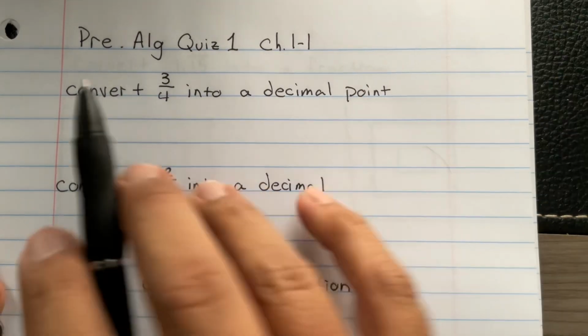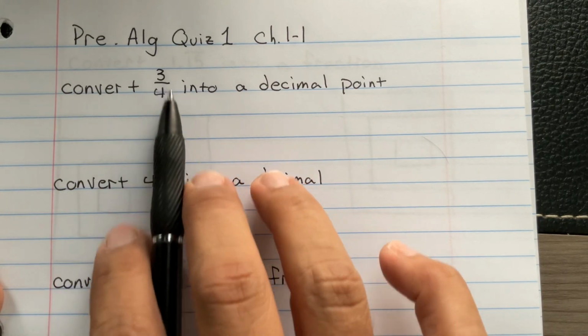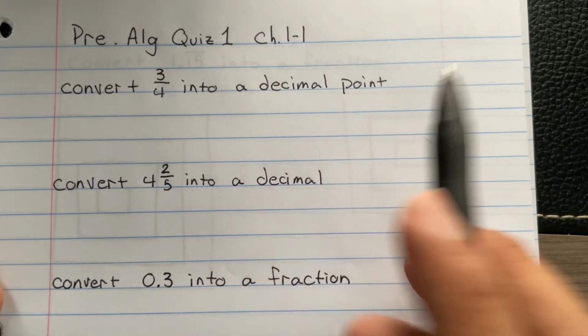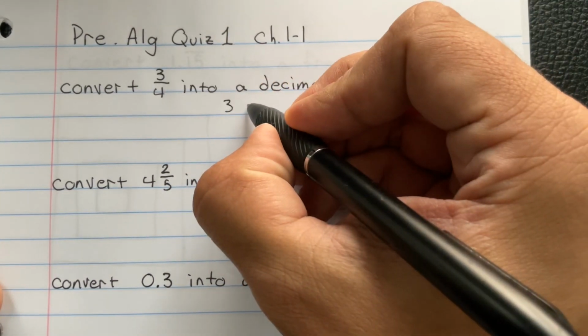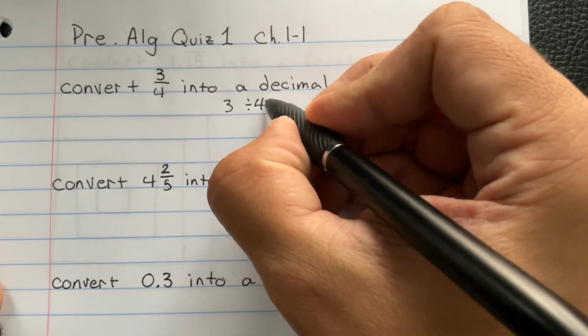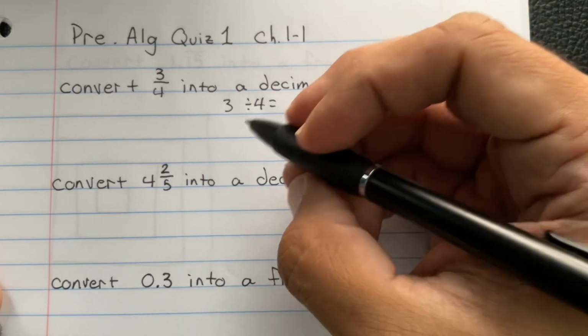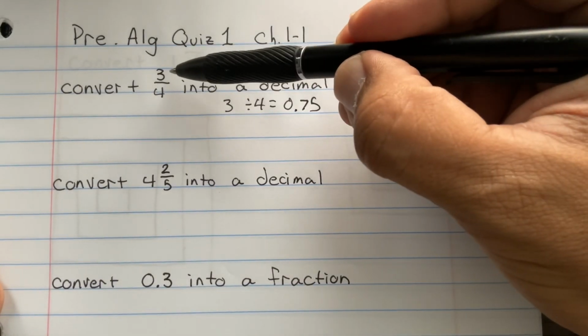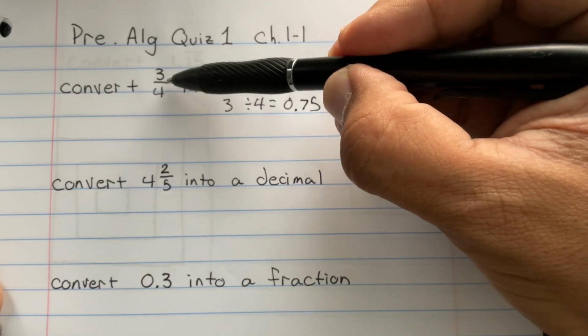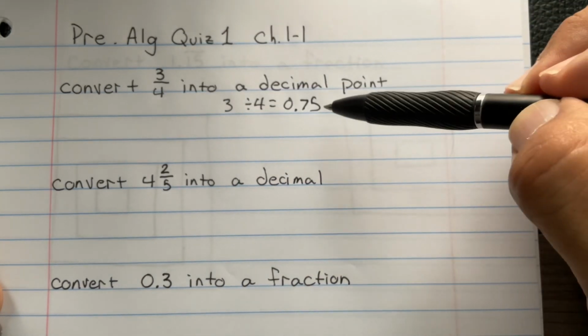All right, so we're going to be converting 3/4 into a decimal point. So if you type in the calculator 3 divided by 4, you are going to get the answer 0.75. Okay, you just divide the top one by the bottom. So 3 divided by 4, and you get your answer.